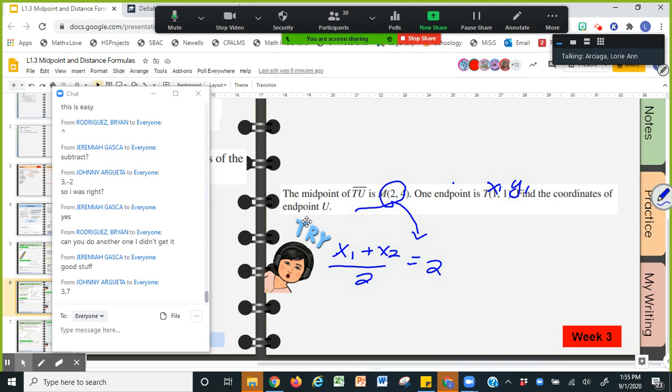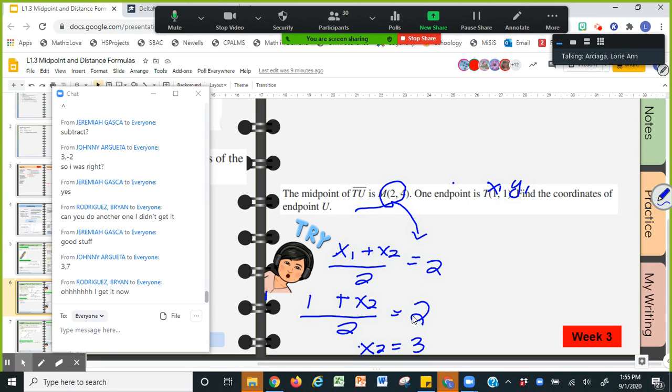Okay, so your x1 is 1. Let's write 1 plus x2 divided by 2 is equal to 2. Okay, so if you multiply 2 times 2 is 4, and then you subtract the 1. Yep, Johnny, x2 is equal to 3. All right. And then for the other one, you got y1 plus y2 divided by 2.